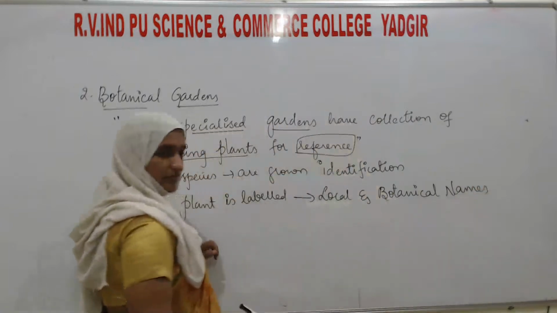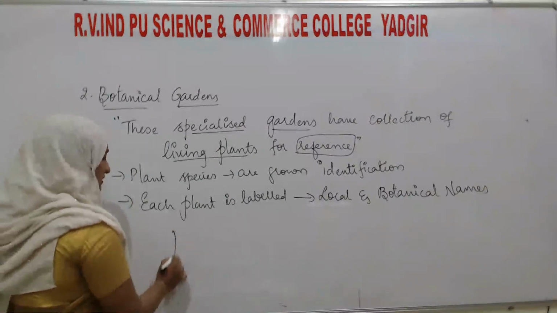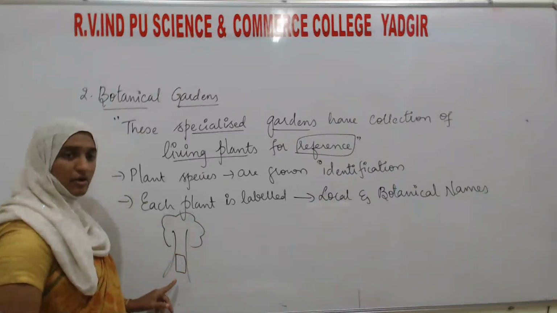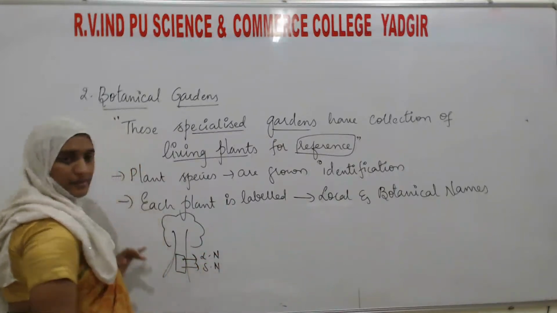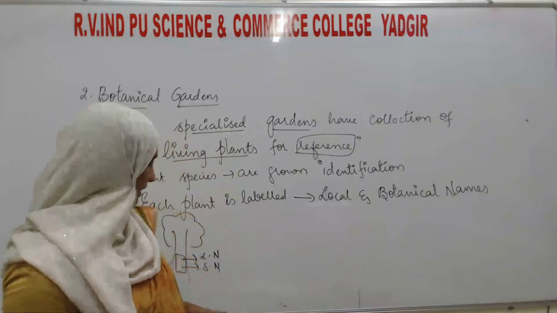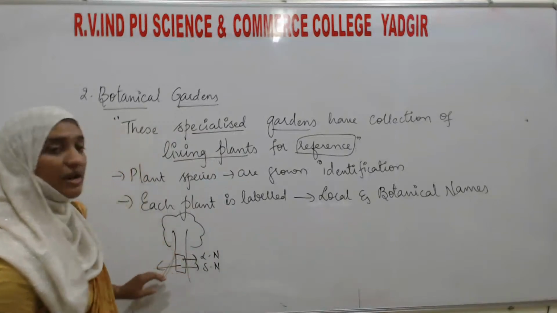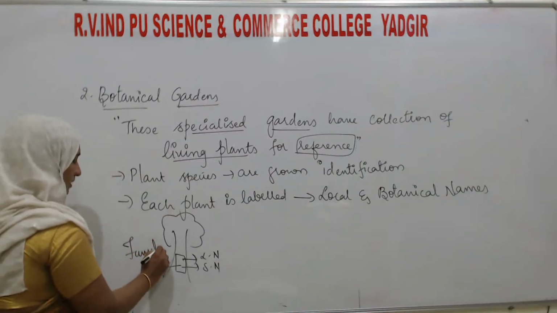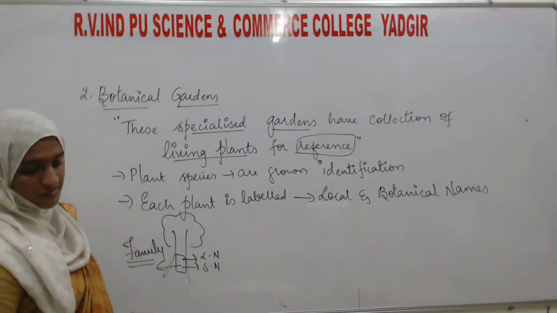One example I will tell you. If you want to identify or get some reference about a particular plant, they will label the plant. They will write the local name as well as the scientific name. They grow the plants in that particular area, so it is known as the botanical garden. With these names, they also label which family the plant belongs to. They will write the family name also.